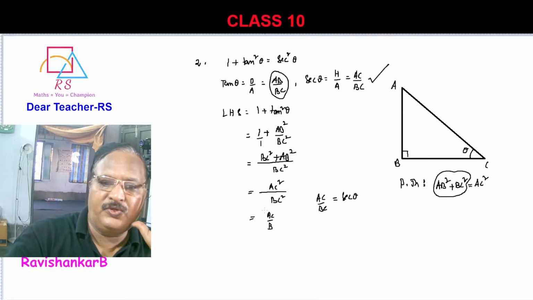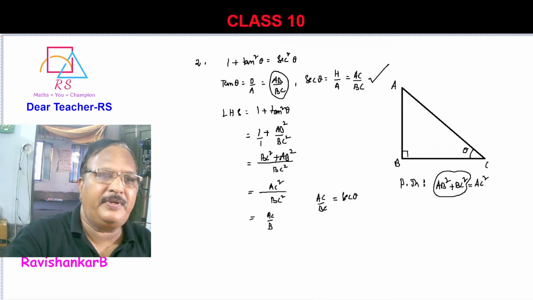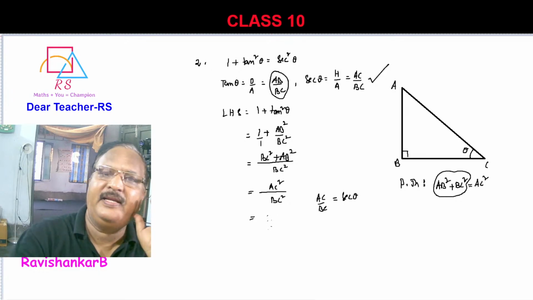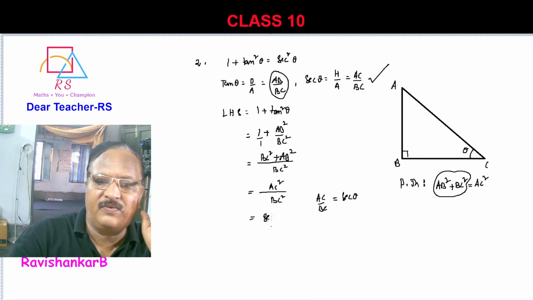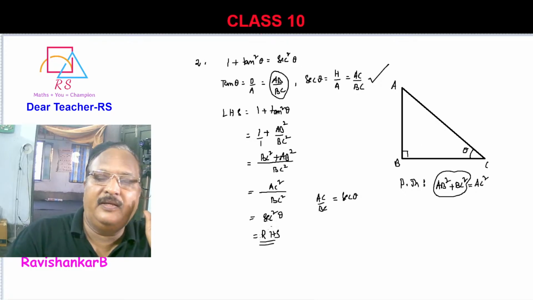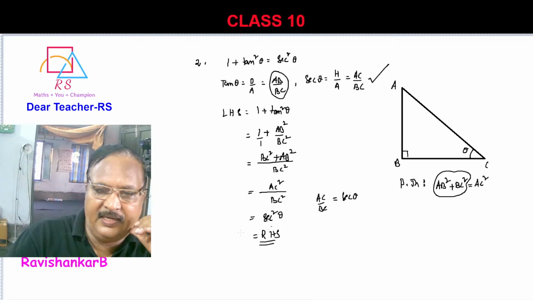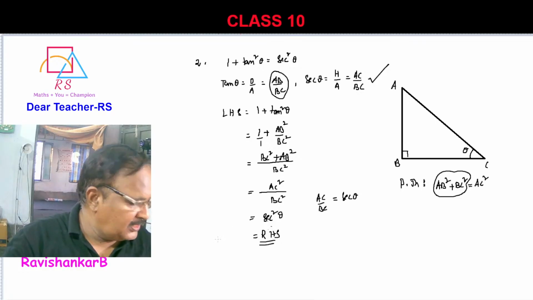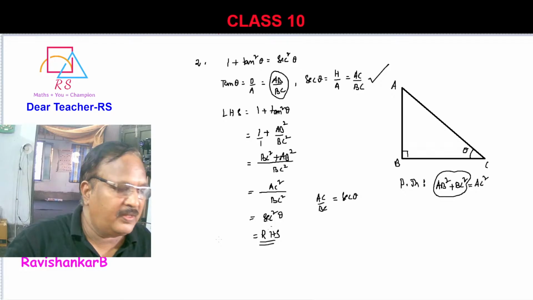So then what happened to AC square by BC square? Because it is square, you will be getting secant square theta. This is nothing but the right hand side. So this is how the second identity gets proved. Now let us go to the third identity also.